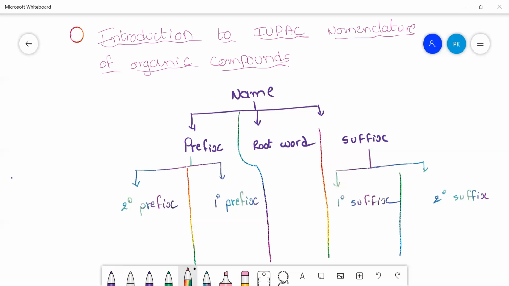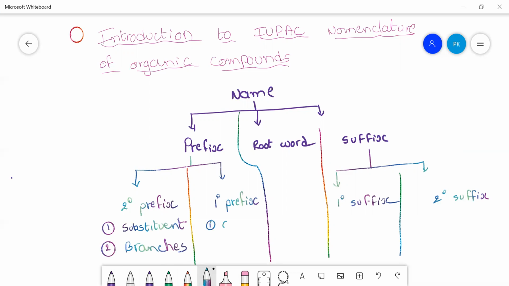Coming to the secondary prefix, it describes the substituent. If you have any substituent in the molecule, that has to be written first. Or you can say branching or branches. So they have to be written first in the name of an organic compound. That describes the secondary prefix.